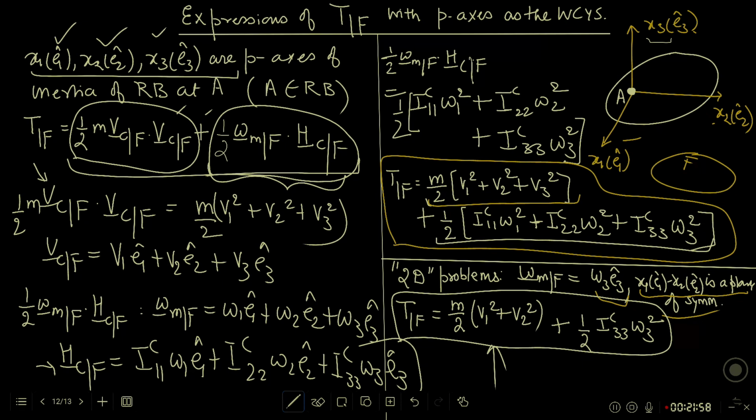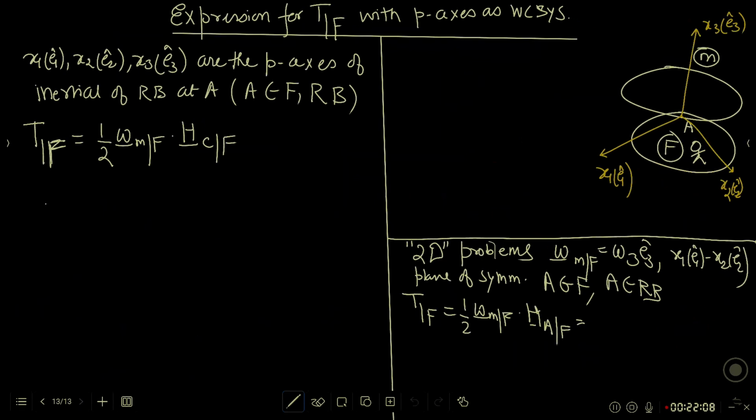Along the same line, let's look at the other expression of kinetic energy when there is a common point between the RB and the reference frame. I derived this expression 2 slides ago. And now I am saying that I want to use this yellow coordinate system as my working coordinate system.